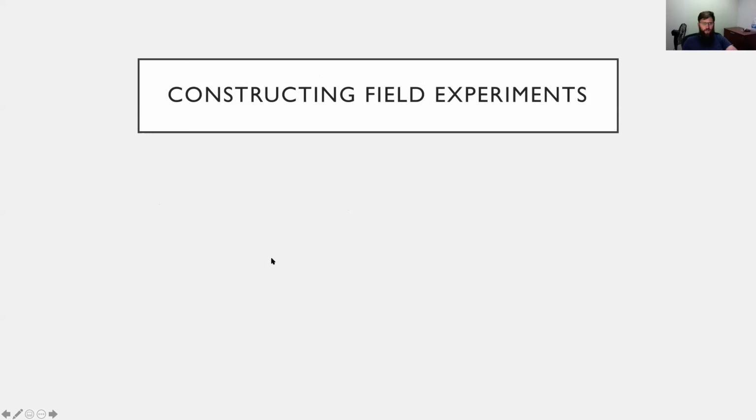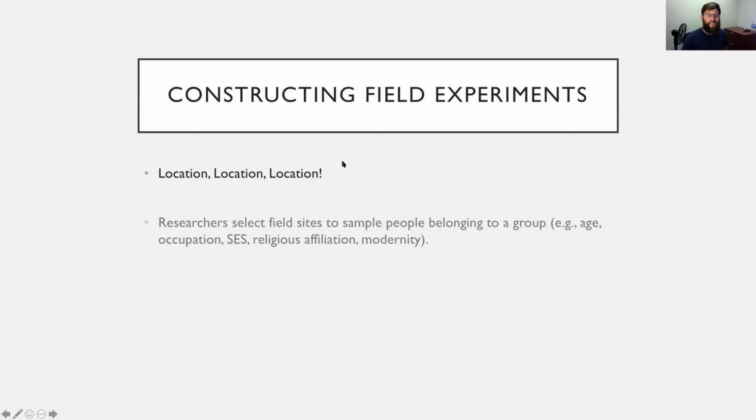So let's talk about constructing field experiments. And most of the construction of field experiments focuses on the location and the independent variable. So let's start out with location. So location is important, so important that I wrote it 3 times here. So here in field studies, we actually choose to do a field study because we want to select a site that brings a particular sample or belonging to a group into the light.